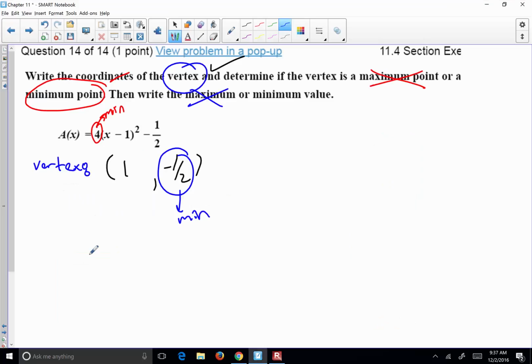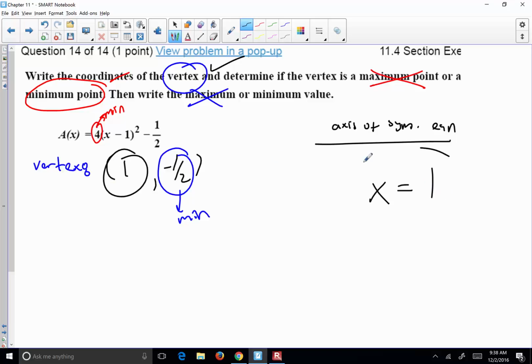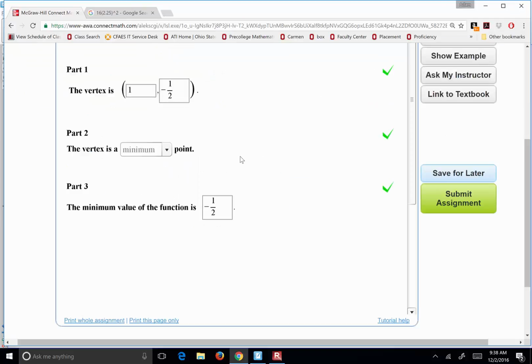Okay, I want to ask one more thing. Can you tell me the equation of symmetry, the axis of symmetry? Symmetry equation. You don't need the graph. X equals 1. X equals 1, yeah. Okay? Alright, this is all.